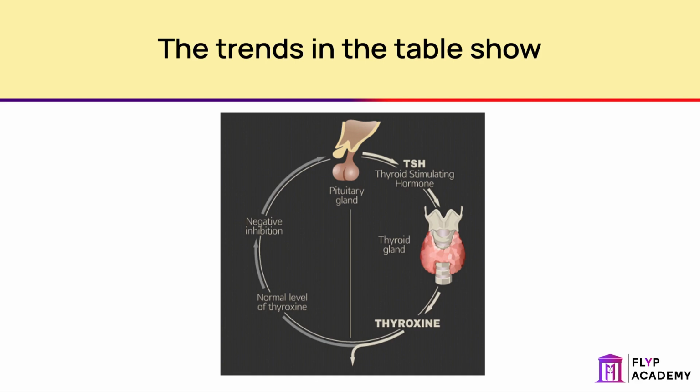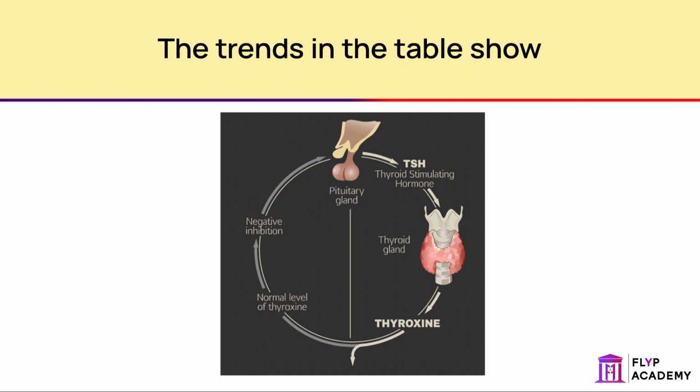Negative feedback is a mechanism that keeps the body functioning at optimum levels. If something rises, the mechanism lowers it, and if something lowers, then the mechanism raises it. An example of negative feedback is thyroxine.